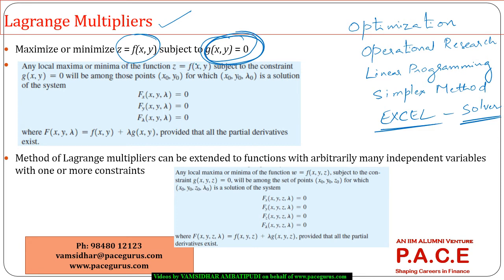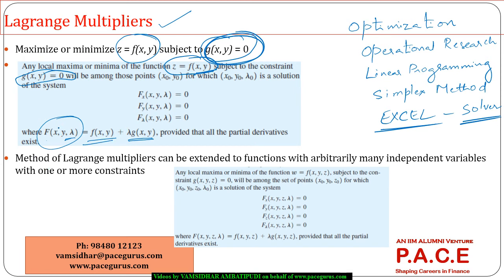So I am trying to find out the maximum or the minimum value of z, subject to a constraint g of x comma y equal to 0. If I have to do that, the simple thing is to introduce one value called lambda and make it a function of x, y, and lambda. How do you form this? Take your f of xy as it is, which is your original, and take lambda times your constraint, and that you call capital F of xy, right?